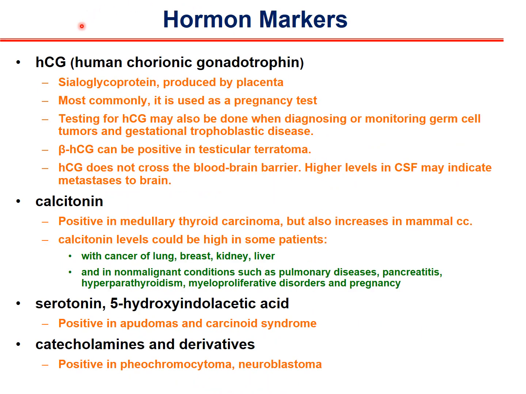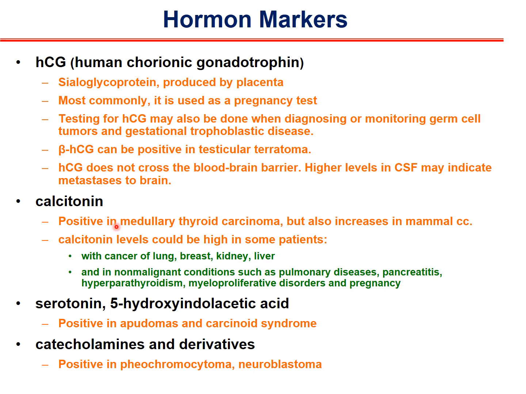Hormone markers such as HCG, the human chorionic gonadotropin level, a sialoglycoprotein produced by the placenta. Most commonly, it is used as a pregnancy test. Testing for HCG may also be done when diagnosing or monitoring germ cell tumor and gestational trophoblastic diseases. The beta HCG can be positive in testicular teratoma. HCG doesn't cross the blood-brain barrier. High levels in the cerebrospinal fluid may indicate metastasis to the brain.